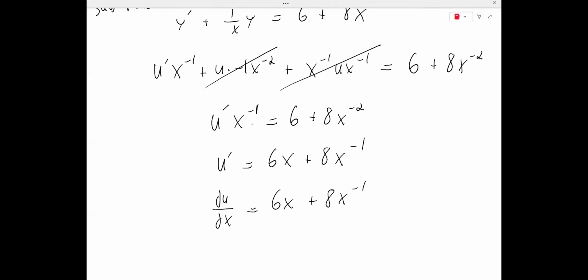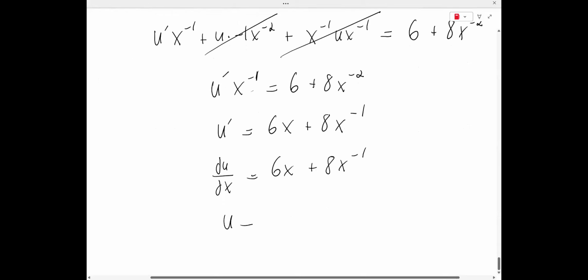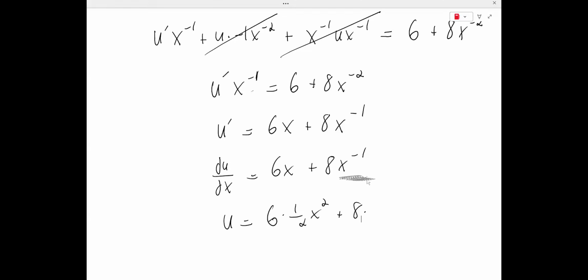Okay, well, it's like a separable thing. It's really separable because I can just move the dx over here, and basically now I can just integrate. u is just going to be the antiderivative of this. So you just find the antiderivative: that would be 6 times 1/2 x squared plus 8 times, now this is 1 over x, so it would be natural log absolute value of x.